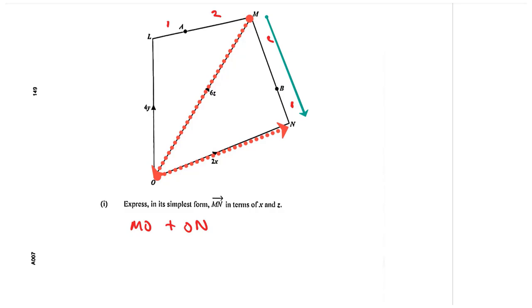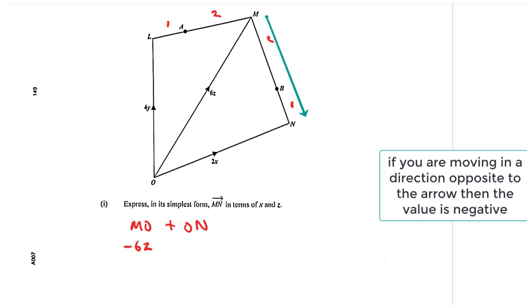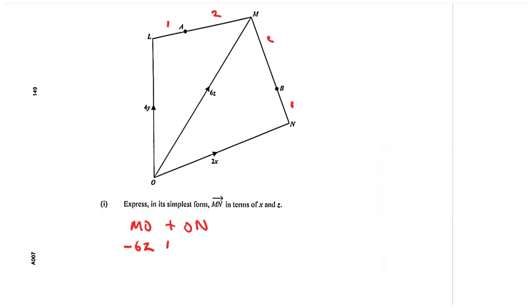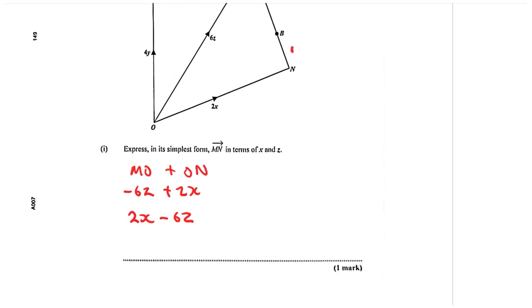Now MO is negative 6z. We are moving opposite to OM. So negative 6z. And ON is 2x. So plus 2x. Normally, we prefer to write with the positive first. So this is 2x minus 6z. So let's look at the next question.